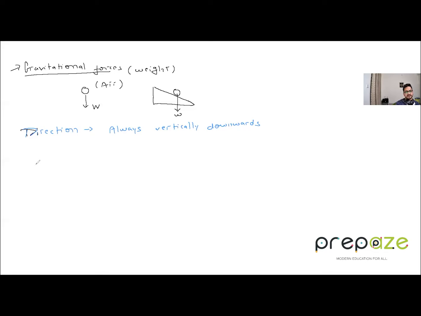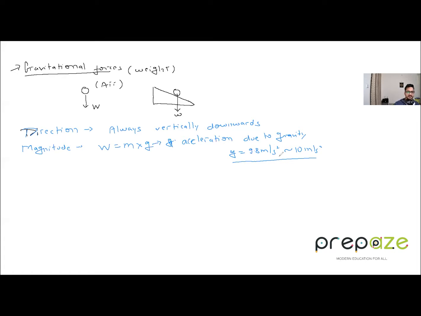All right, always vertically downwards, and its magnitude is given by W equals M into G, where W is the weight, M is the mass, and G is the gravitational acceleration due to gravity. G is basically acceleration due to gravity, which is 9.8 meter per second square, and approximately we take it as 10 also for some numericals. So that was basically about the gravitational force.